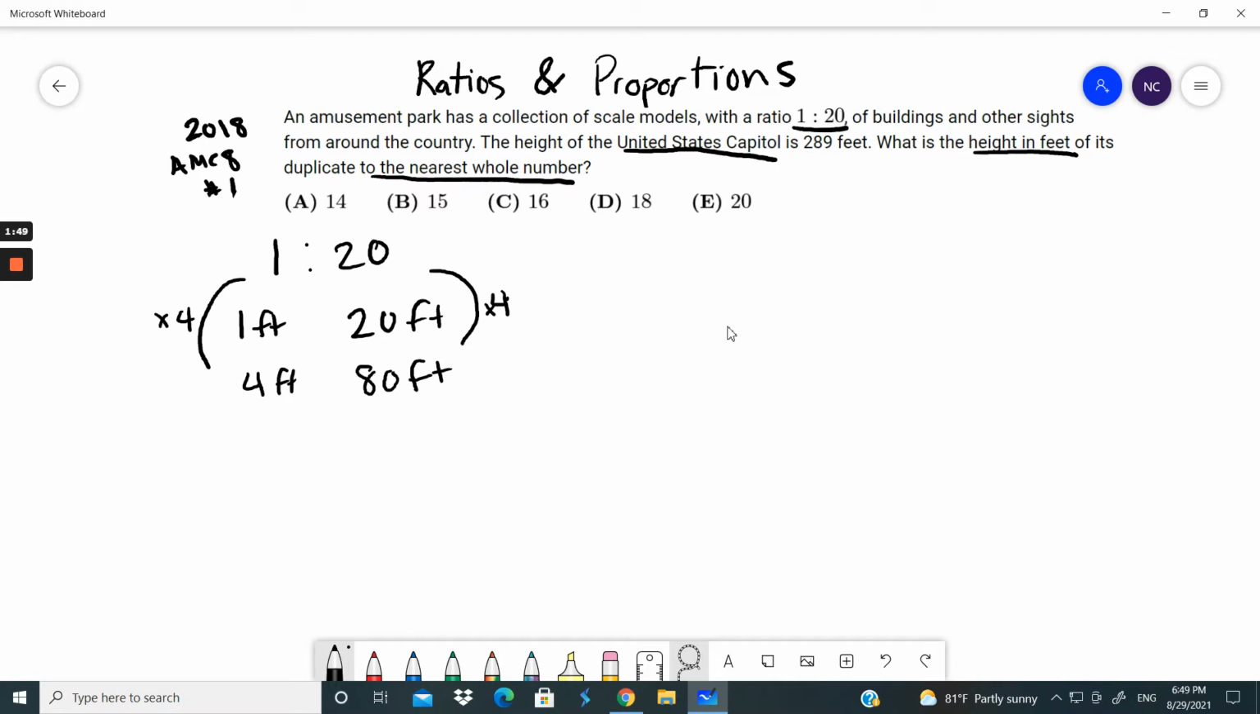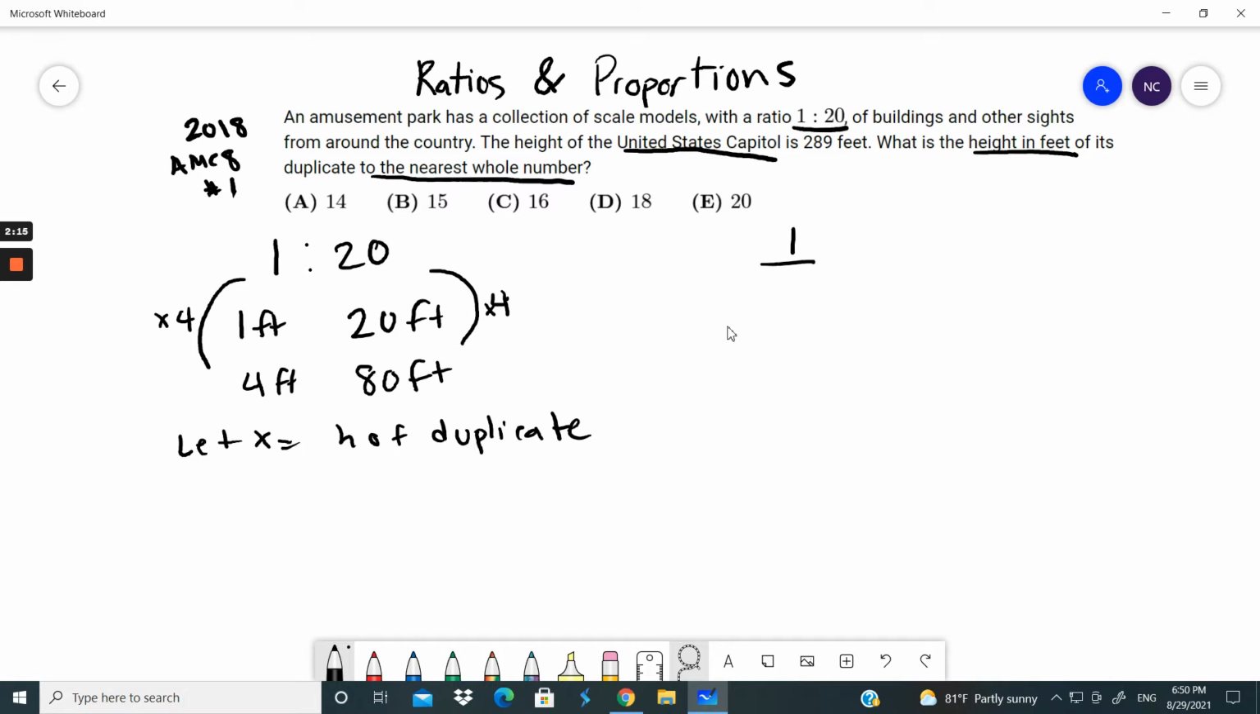Now that we have this proportion, we can use it to find the height of the duplicate. Before we do that, let's just define the duplicate's height as a variable. Let's call it x. Let x equal height of duplicate. It's important to define variables so that you can use algebra to find what you're looking for. Alright, so let's set up a proportion.